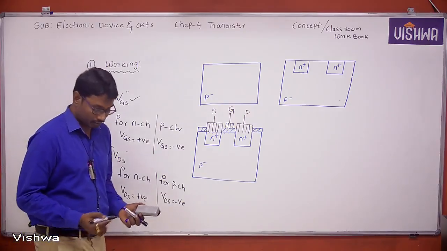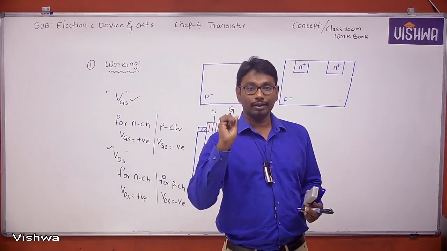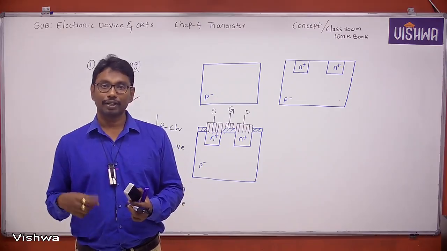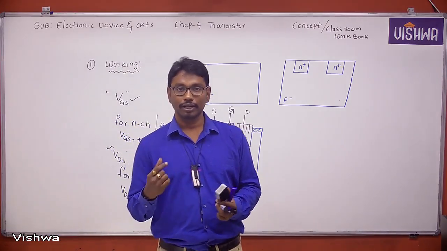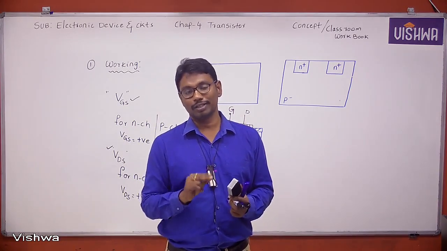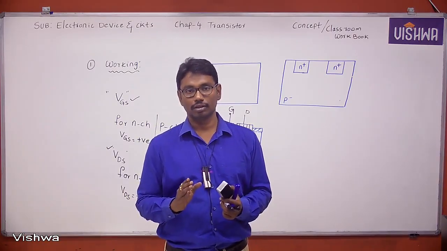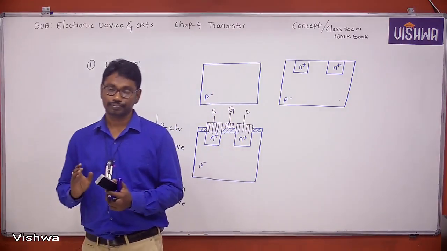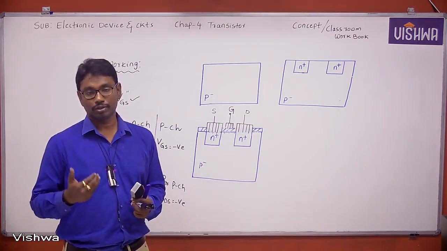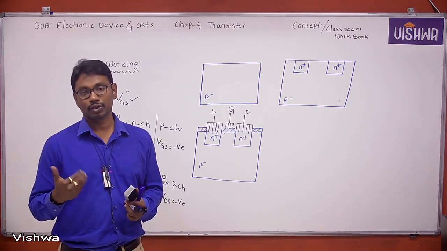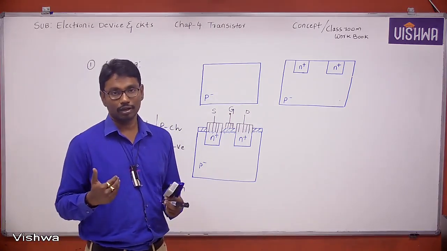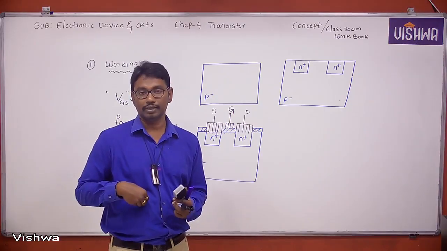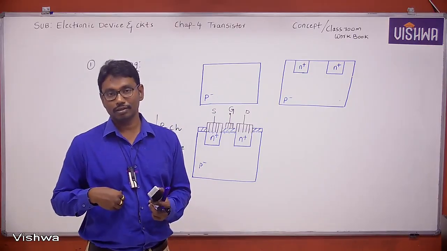Copy here, write in your notes. Heading: working. The complete operation of the MOSFET can be determined by two voltages: one is VGS and another one is VDS. First heading, VGS. It is used to create the channel. For N channel, VGS is positive. For P channel, VGS is negative.